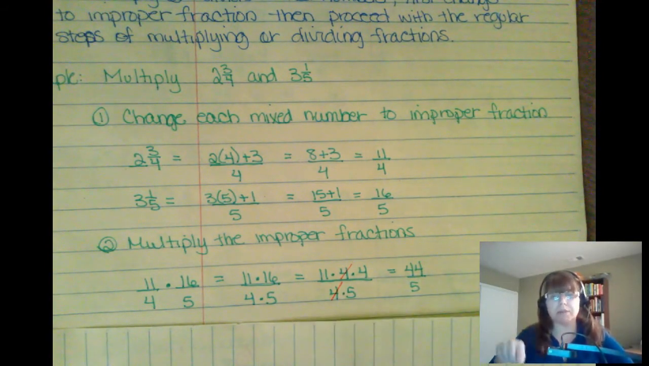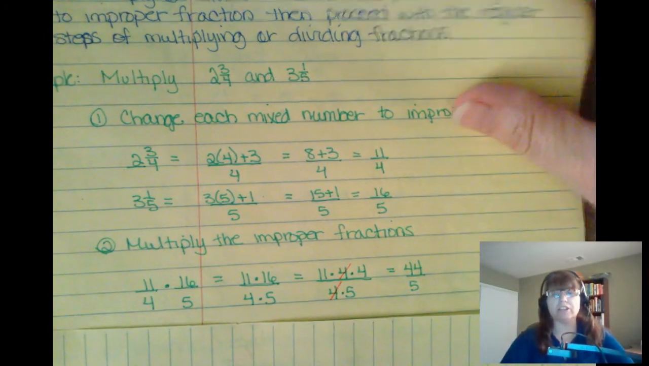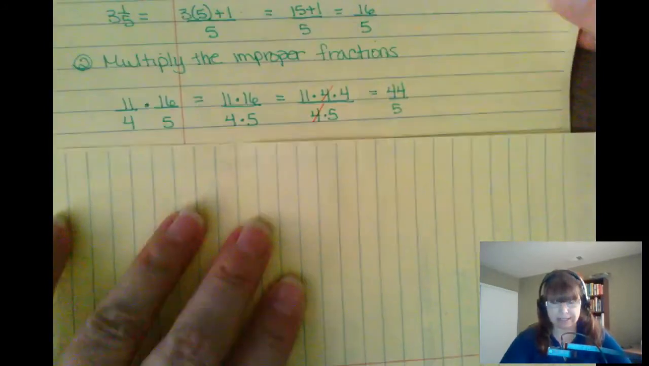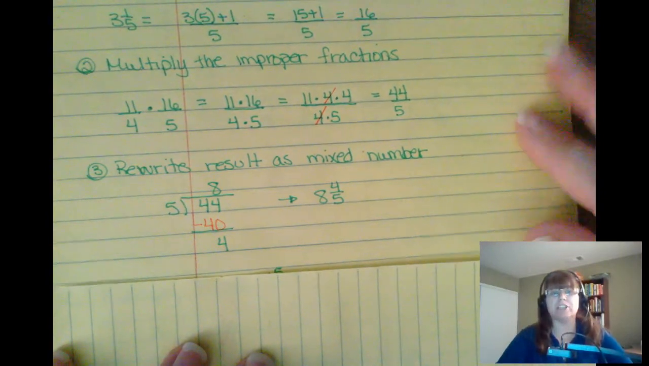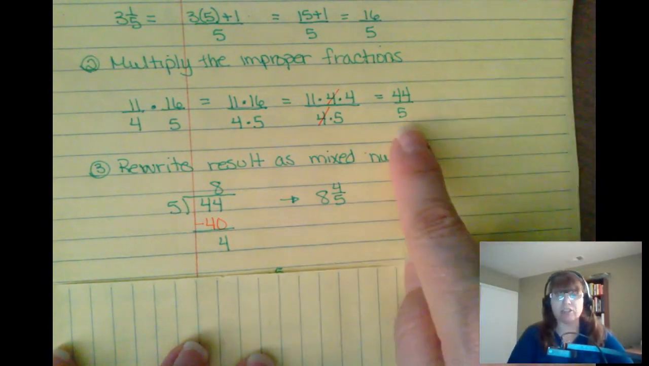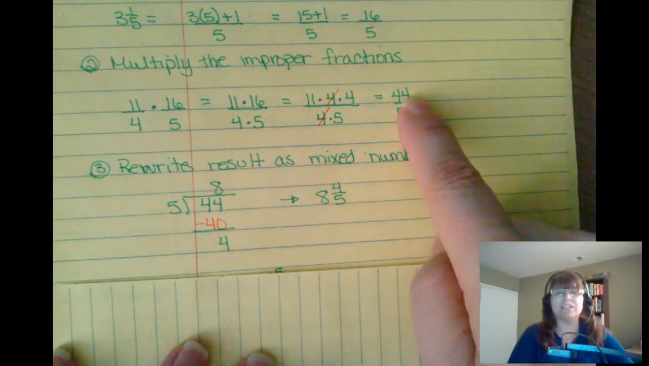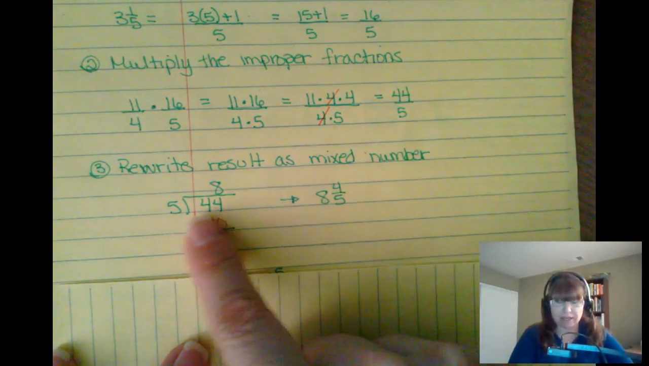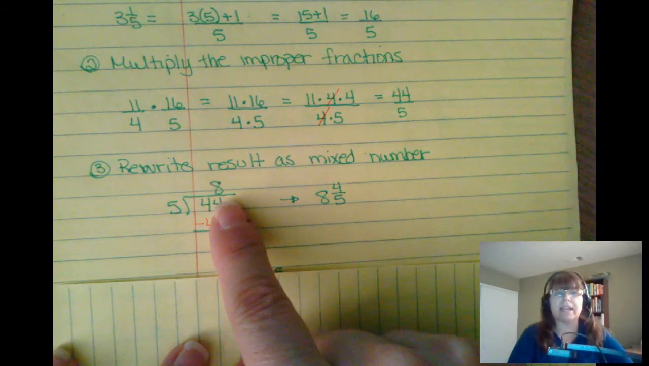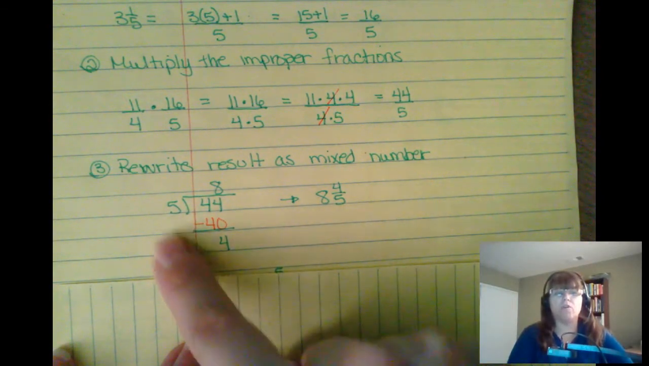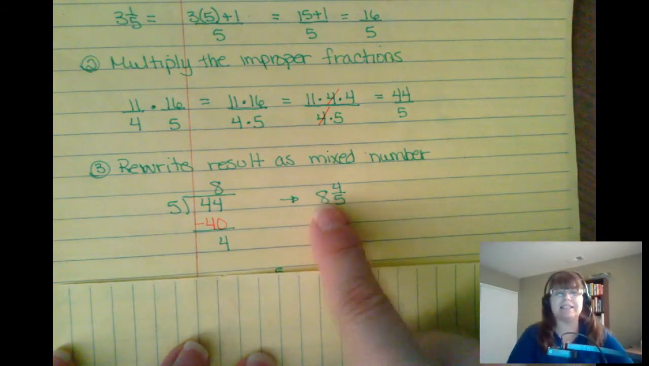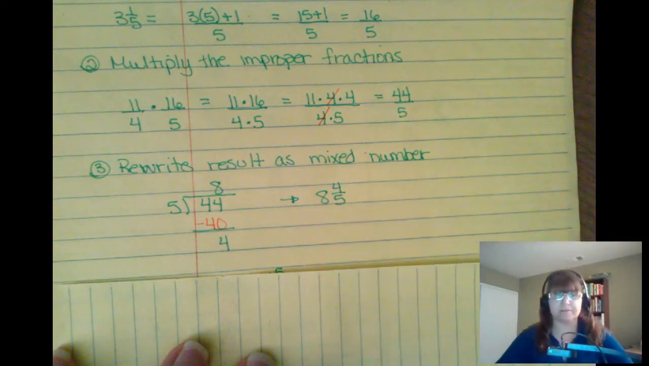But remember what type of numbers I started with. I started with mixed numbers. So the last step is to rewrite my result using mixed number notation. So 5 divided into 44 goes 8 times with a remainder of 4. So you put your remainder over your divisor. So it is 8 4/5.